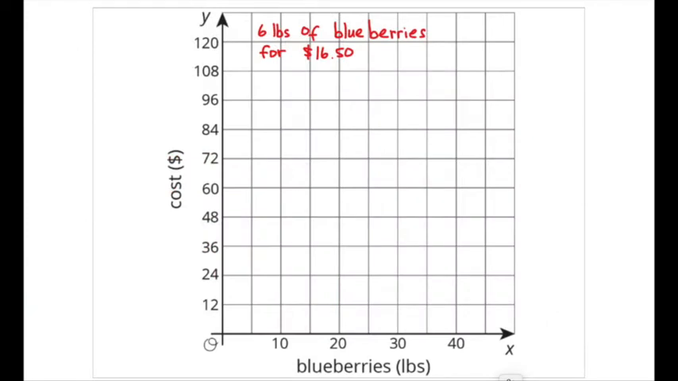This is problem number 2. And in this problem, you're supposed to graph the relationship between 6 pounds of blueberries that cost $16.50. So the easiest way to do this is just to graph the 2 points that you know are on the line. You know that 0, 0 is on the line. You don't buy any blueberries, it doesn't cost you any money. So this is a proportional relationship. It goes to the origin, the 0, 0.